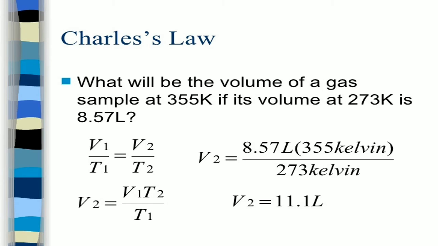What will be the volume of a gas sample at 355 Kelvin if its volume at 273 Kelvin is 8.57 liter? Since its pressure is constant, it is Charles' law. Volume 1 over temperature 1 is equal to volume 2 over temperature 2, and volume 2 is equal to volume 1 times T2 over T1, and 8.57 liter times 355 Kelvin over 273 Kelvin, volume is equal to 11.1 liter.